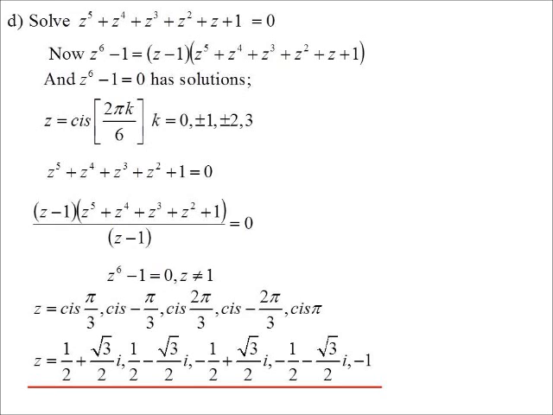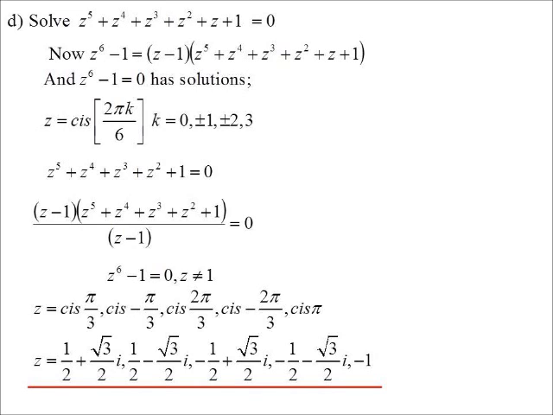So I have cis pi on 3, its conjugate, cis 2 pi on 3, its conjugate, and cis pi. And if I was to convert all those, because they are exact values, we could work those out quite easily. Half plus root 3 on 2 i, and half minus root 3 on 2 i, minus half plus root 3 on 2 i, and so on.